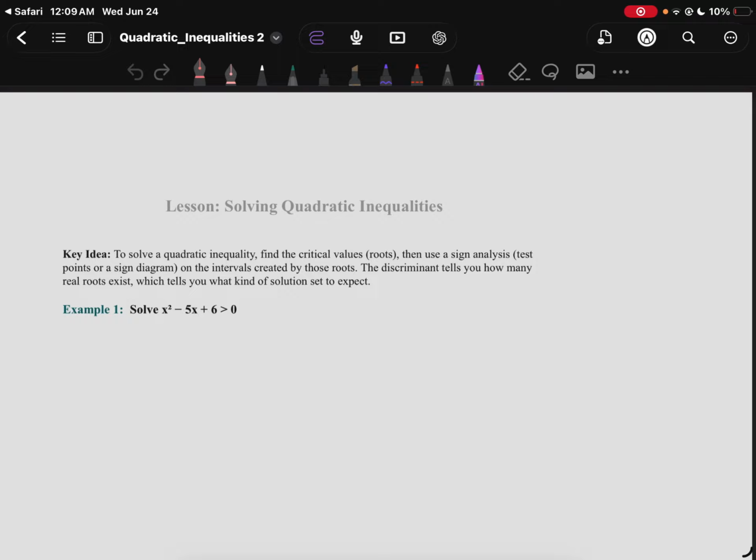Hello everybody, today I'm going to be going over quadratic inequalities, more specifically solving them. And the first thing that we have to understand is the key steps and the key idea. Now, a quadratic inequality is where we have a quadratic and it has something like a greater than or less than sign here that makes it an inequality.